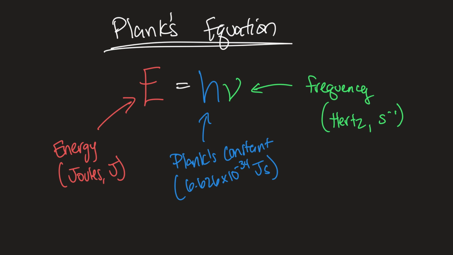Energy is always measured in joules. This is Planck's constant. Planck's constant is basically the conversion factor between energy and frequency. It turns out to be 6.626 times 10 to the negative 34 joule seconds.